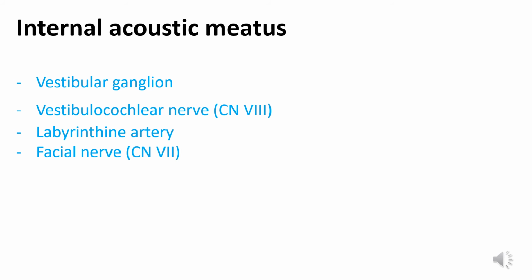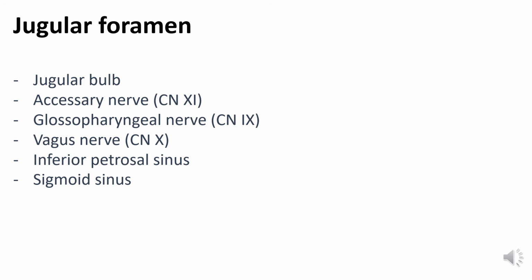of the temporal bone. Taking a look at the jugular foramen, the jugular bulb, the accessory nerve or cranial nerve 11, the glossopharyngeal nerve, cranial nerve 9, the vagus nerve, cranial nerve 10, the inferior petrosal sinus, and the sigmoid sinus all pass through the jugular foramen. This is found in the posterior cranial fossa.